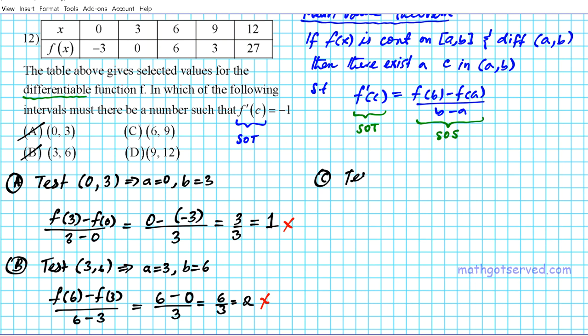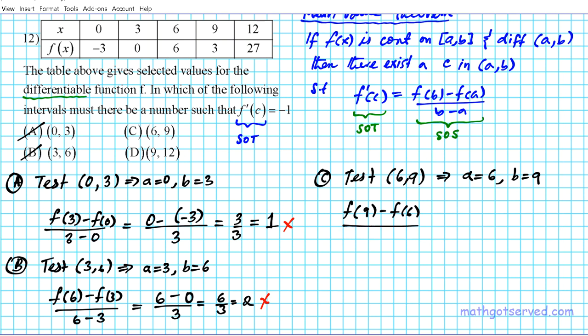So we're going to test the interval 6, 9. What does that mean? Well, that basically means that A is 6 and B is 9. Let's go ahead and find the slope of the secant line on this interval. So we have f of B, which is 9, minus f of A, which is 6, divided by b minus a. Okay, 9 minus 6. Let's work this out. So f of 9 using the table is 3 minus f of 6, which is 6, divided by 9 minus 6, which is 3. 3 minus 6 is -3 over 3, which is equal to -1.